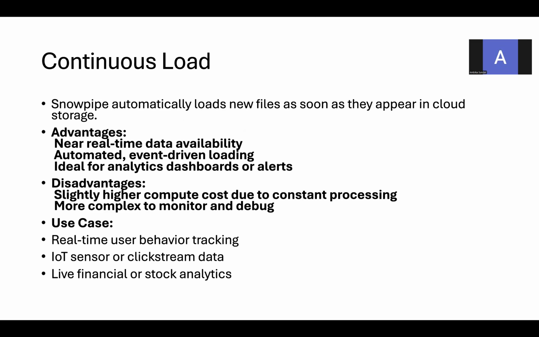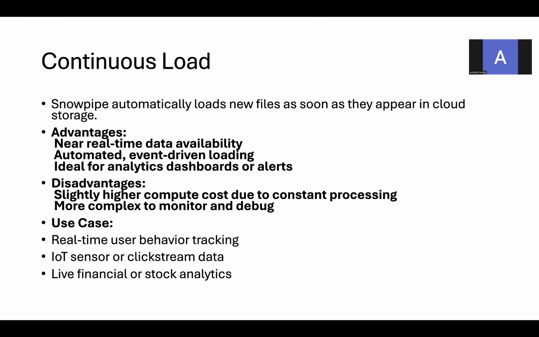Continuous load: Snowpipe automatically loads the new files as soon as they appear in the cloud storage. Advantage: near real-time data availability. You can see the data in real-time availability. Whenever the data is uploaded, it will be in the Snowflake data warehouse. If there is any change in the source data, that is also reflected in the Snowflake data warehouse. That is called real-time data availability.